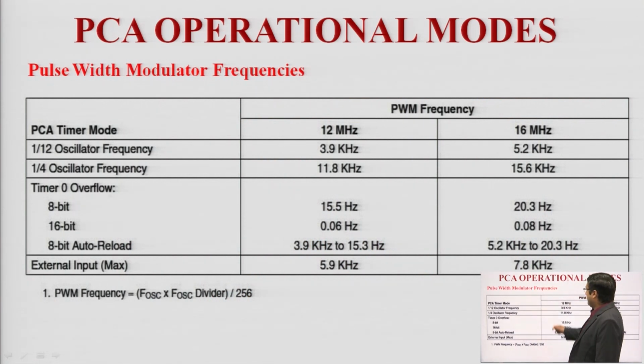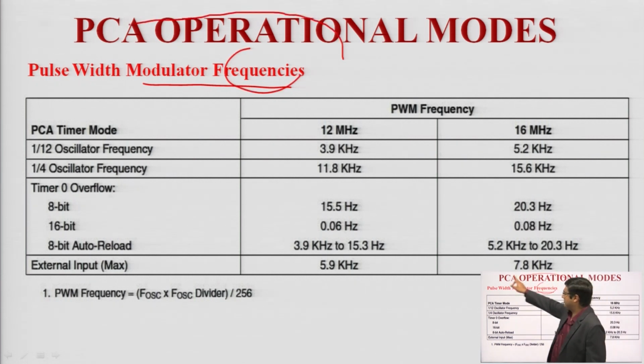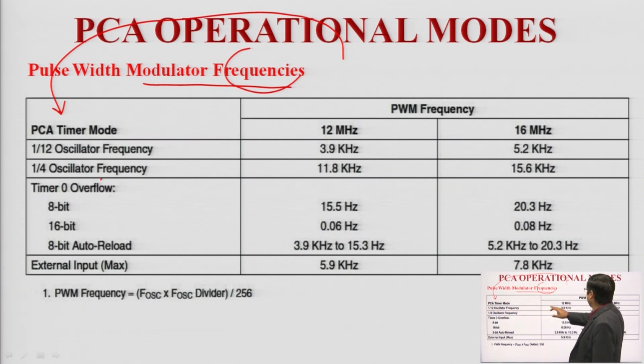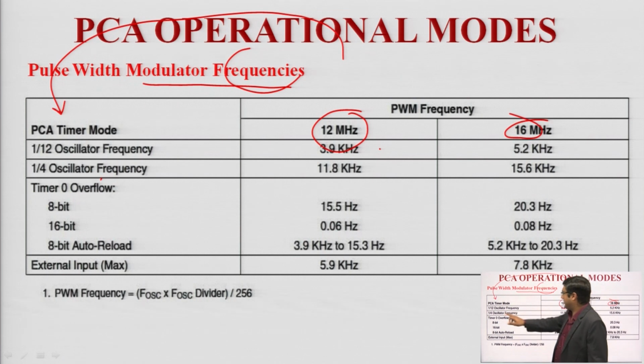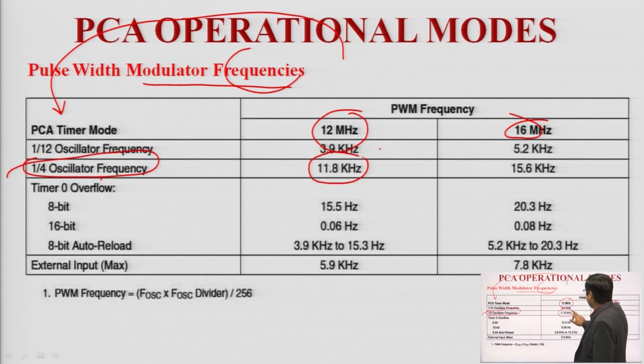In the previous slide we have seen that PWM works on some particular frequency. How will the frequency be calculated? The frequency will depend upon the PCA timer mode frequency. If the PCA timer mode is 1/12 of the oscillator frequency, PWM will work on two particular frequencies, 12 megahertz and 16 megahertz. If it is 1/4 of the oscillator frequency, it will work on 11.8 kilohertz and 50.6 kilohertz.